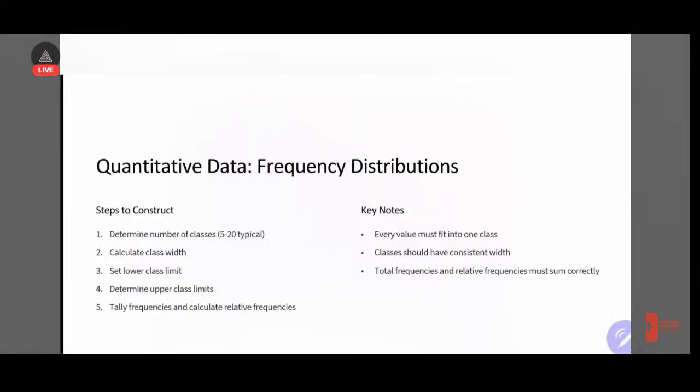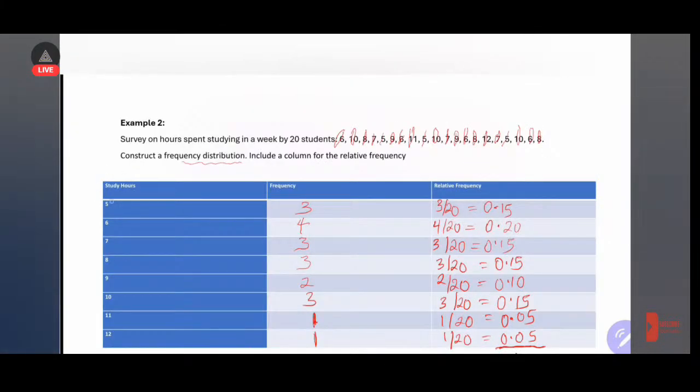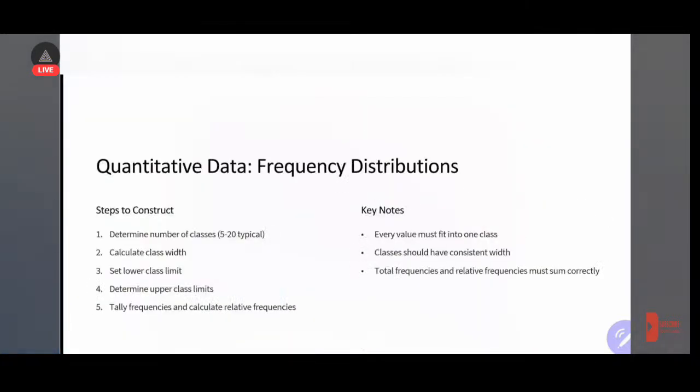What we have to do is to determine the number of classes. In this example, you can have a wide range of values, like 1 to 100. It's going to be difficult to list out 1 to 100 and start finding the frequencies. So what we do here is to use classes. This is the difference between this method and the previous one we did. If you look at the study hours, we have from 5 to 12, which is very easy for me to get the frequencies. But in a situation where we have large values, it's going to be a little bit difficult.